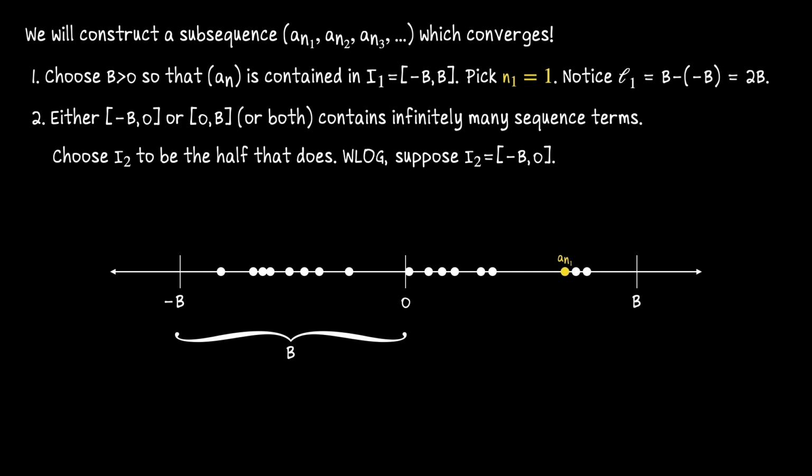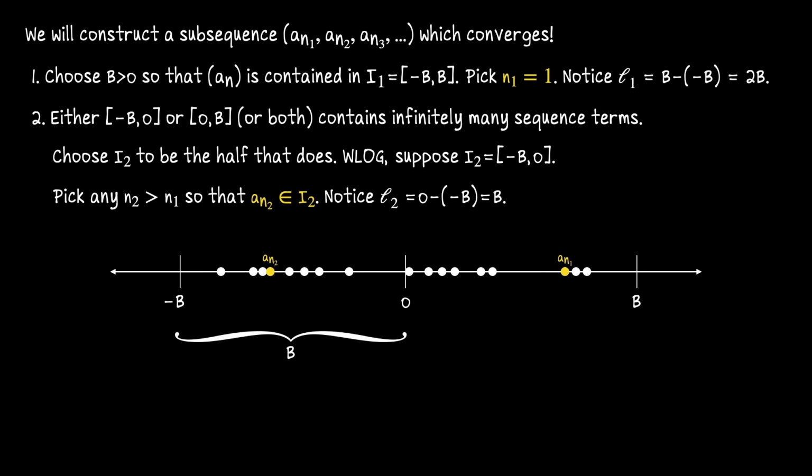Okay, so we are going to now just focus on the sequence as it appears between negative b and 0. This is our new interval of consideration, and we are going to repeat the same two steps. I'm going to pick the next subsequence term, and I'm going to notice that the length of the new interval is b. It's half of what we started with. We need to make a little precision here. As I select the next term in the subsequence, I need to make sure its subscript is larger than the previous term's subscript, so that we are only moving strictly left to right with respect to our original sequence.